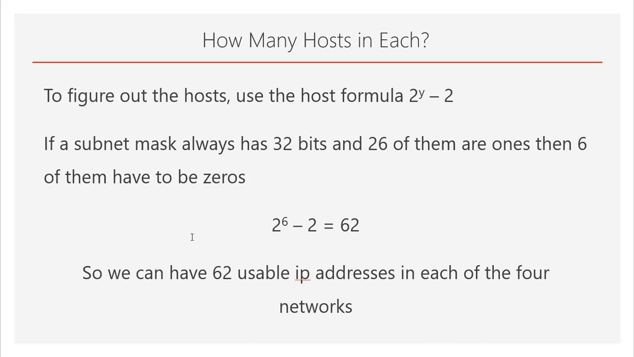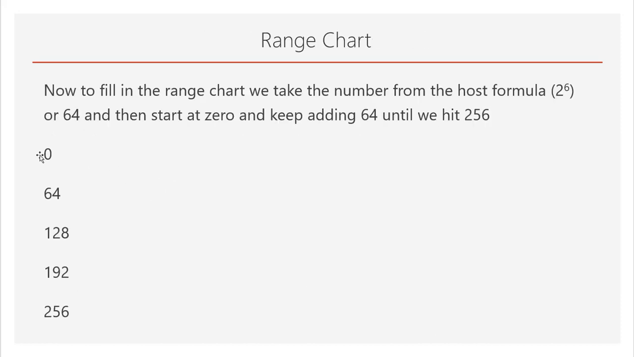All right, so now that we figured out the network and host formulas, let's do the range chart. So remember, with the range chart, we just take this part, 2 to the 6, and we skip the rest. So 2 to the 6 is 64. So we start at 0, we add 64, we add 64, we add 64, we add 64, and eventually we hit 256. Again, if you hit 254 or 258, you did something wrong somewhere. Your math is wrong. So that's the whole left side of our chart.